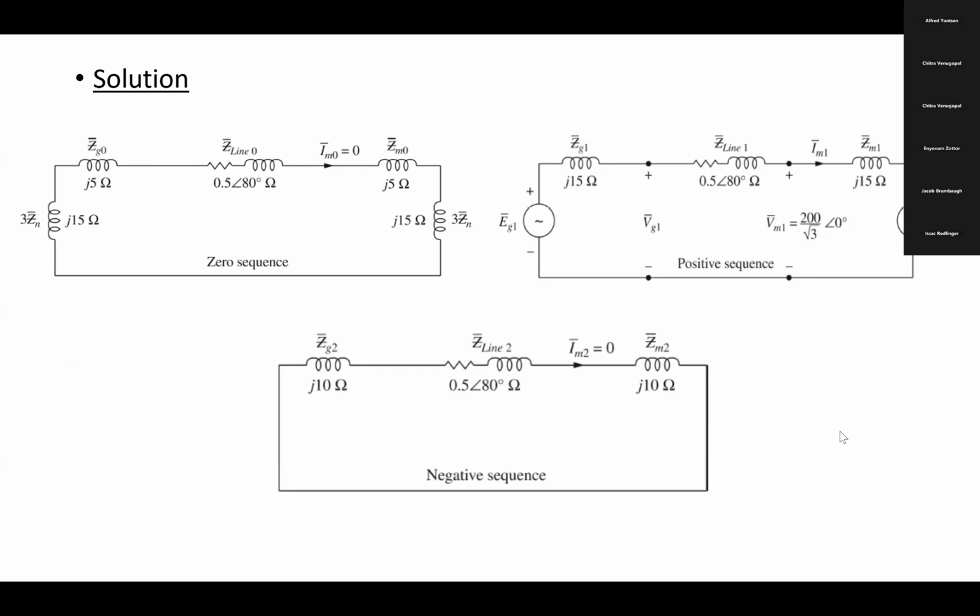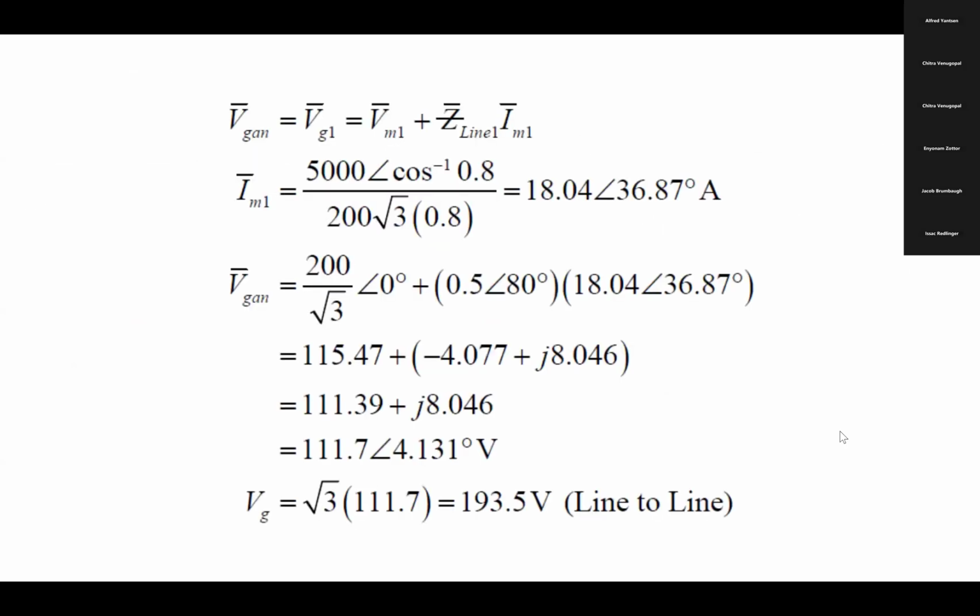Now next step is to solve them. So solve the current. So what is IM1, VGAN, VG? Okay. So you are taking VGAN is VG, which is VM1, V line 1. And once you get this one, then you can get the IM from that motor side. And then you can get the VGAN, and then from VGAN you can get the VG. It's a line voltage. Once you get the network, the rest of the steps are mathematics.